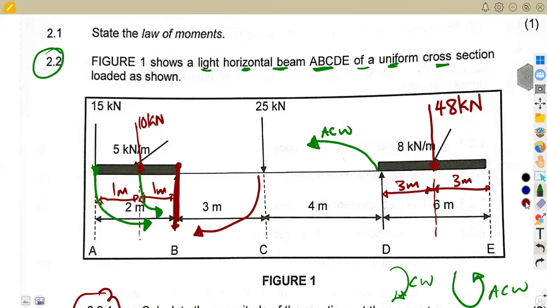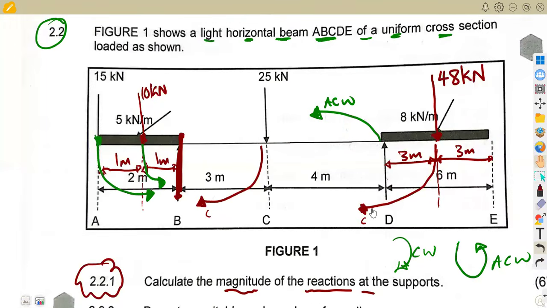What about the 48 kilonewton, this one? It is going to go this way to B. Which way is this one? This is clockwise. Remember, this is our clockwise, and these are anti-clockwise in green. So gathering up this information, let us answer this.